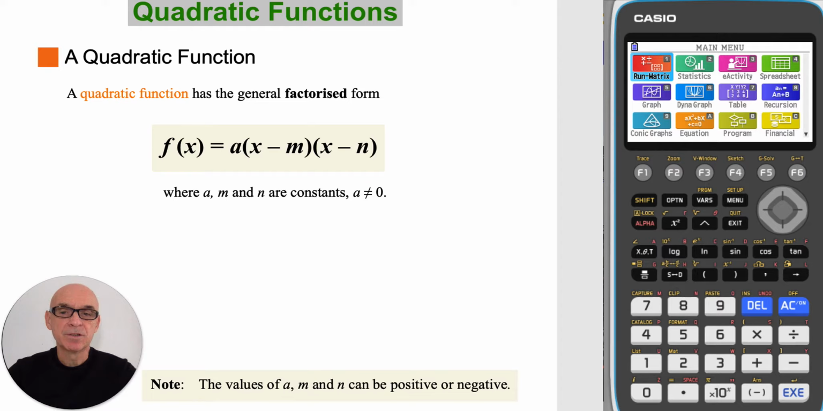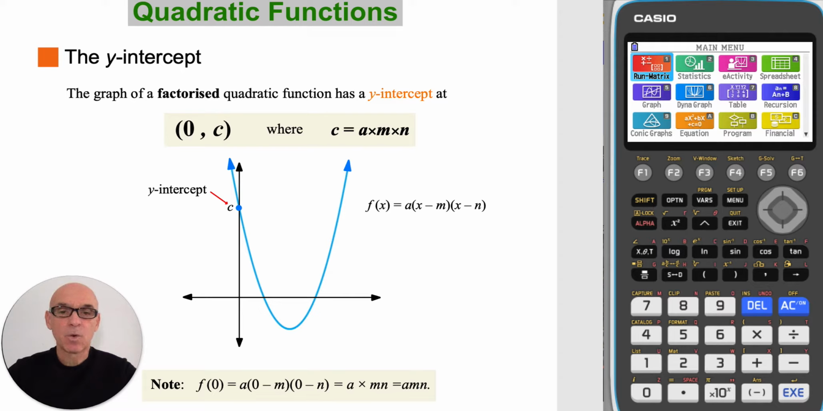A quadratic function has the general factorised form f(x) = a(x - m)(x - n), where a, m and n are constants, and their values can either be positive or negative. The function has a y-intercept at the point (0, c), where c is the value of the function when x is equal to 0, which will be equal to a times m times n, or simply amn.